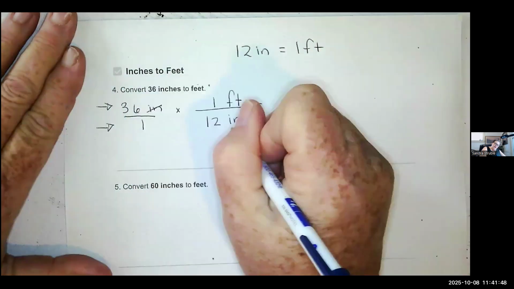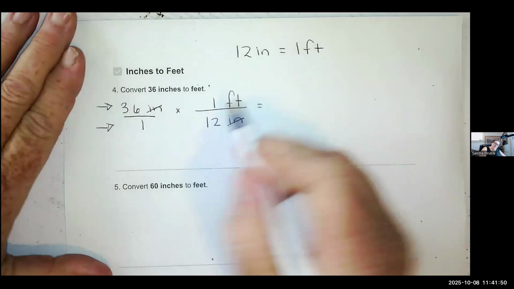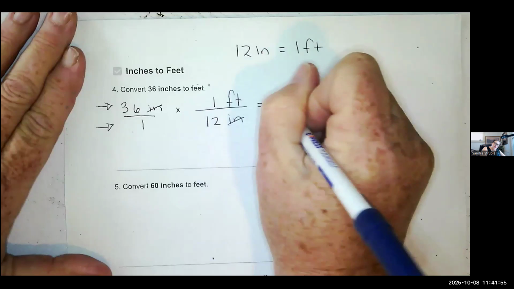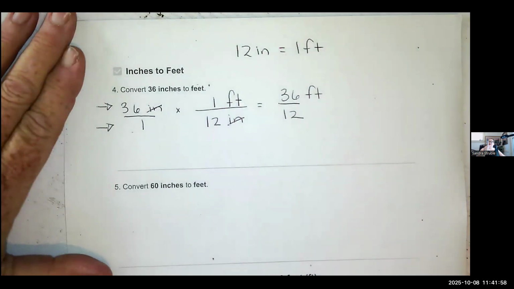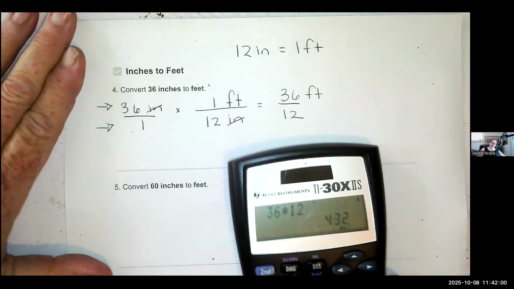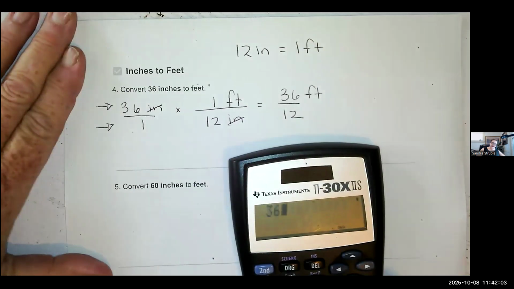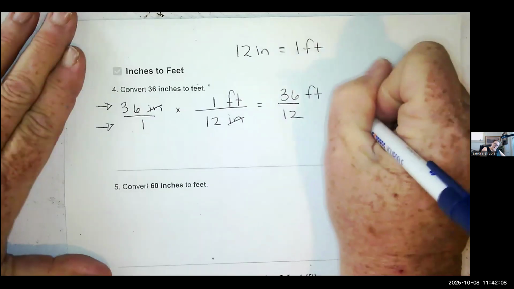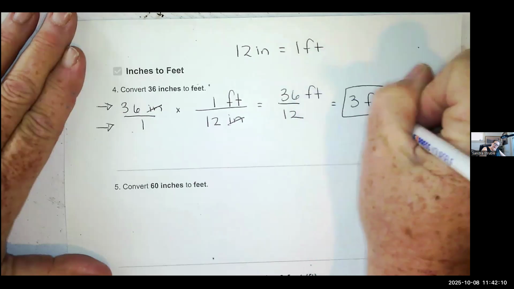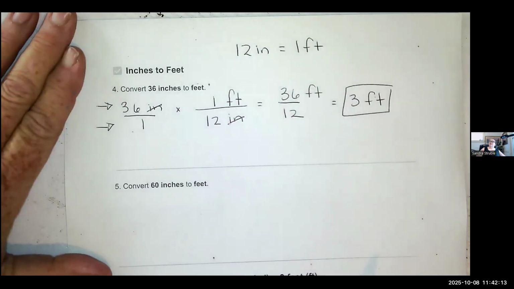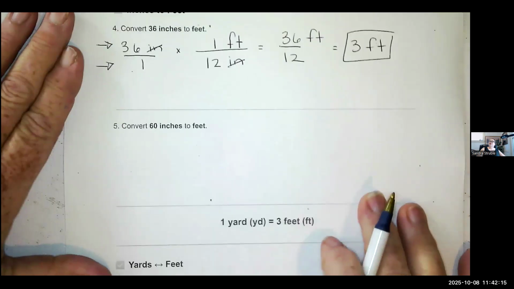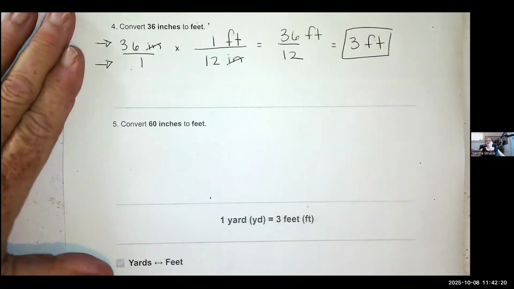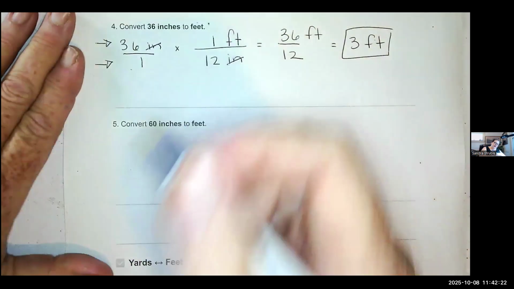My inches are going to reduce. 36 times 1 is 36. Don't forget your feet. 1 times 12 is 12. Now, you're always going to use your calculator. I do not want you to reduce this, just 36 divided by 12. And that is 3. So 3 feet is equivalent to 36 inches. All right. Please make sure you're writing these steps down because we're going to be expanding and creating another later down the road. So get comfortable with this.